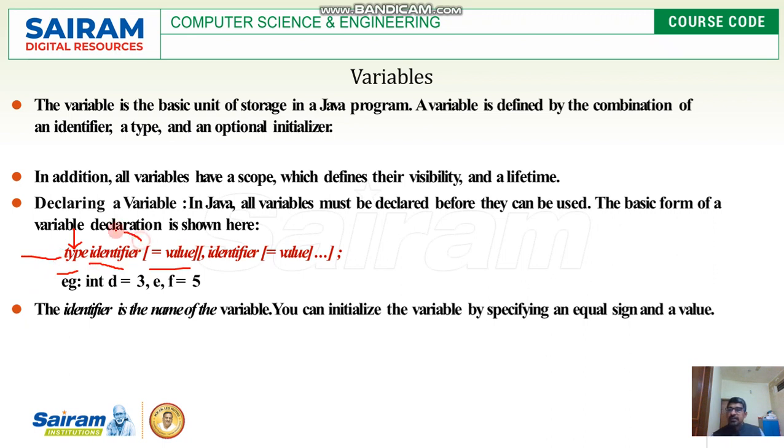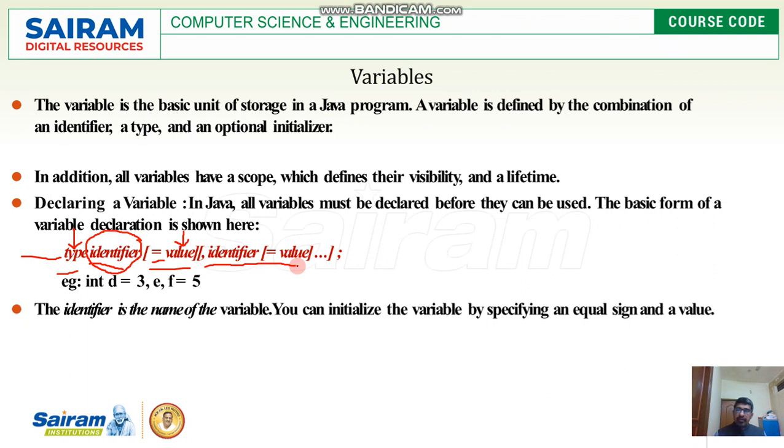Identifier is nothing but the variable. So you can give any name for this, which is going to be the basic unit of storage. Then you can give the assignment operator and you can give the value for this. If you want to declare and initialize more than one variable, you have to separate these variables with a comma.